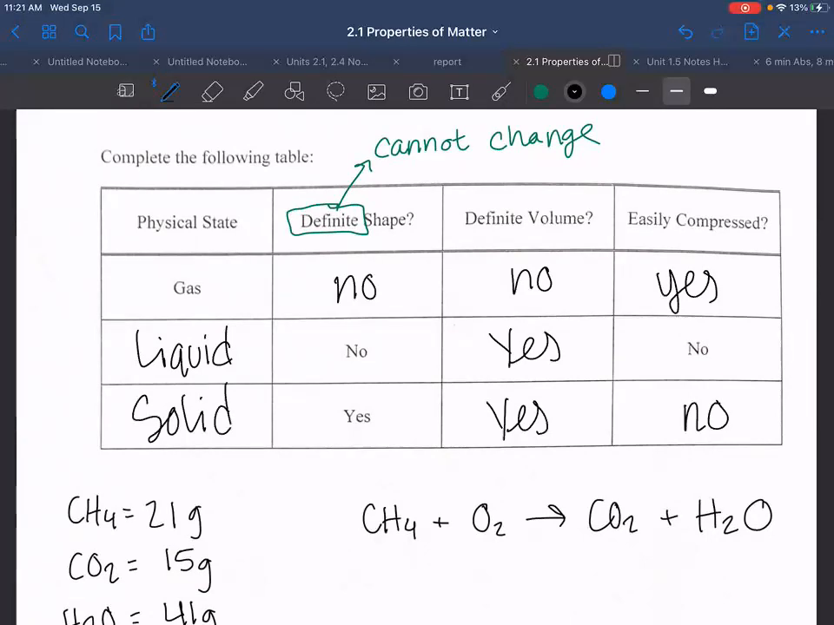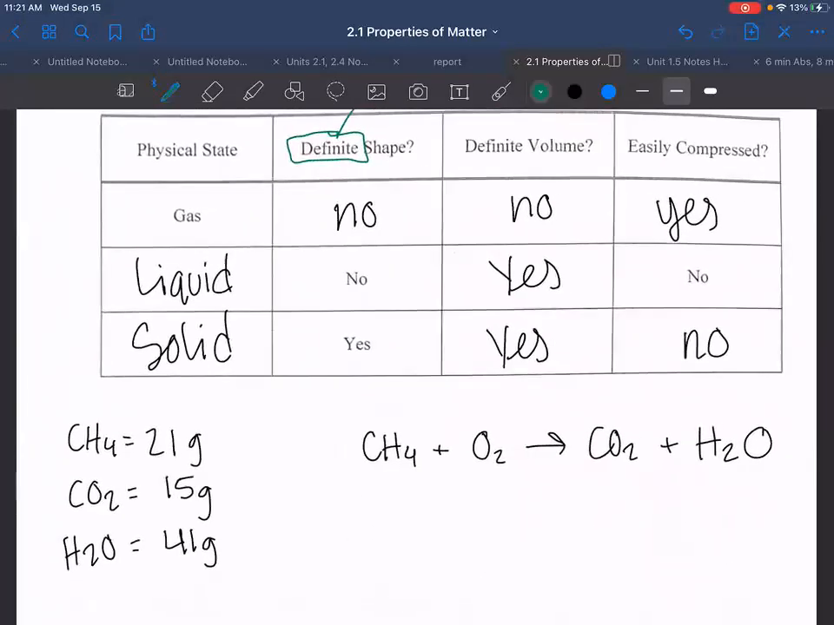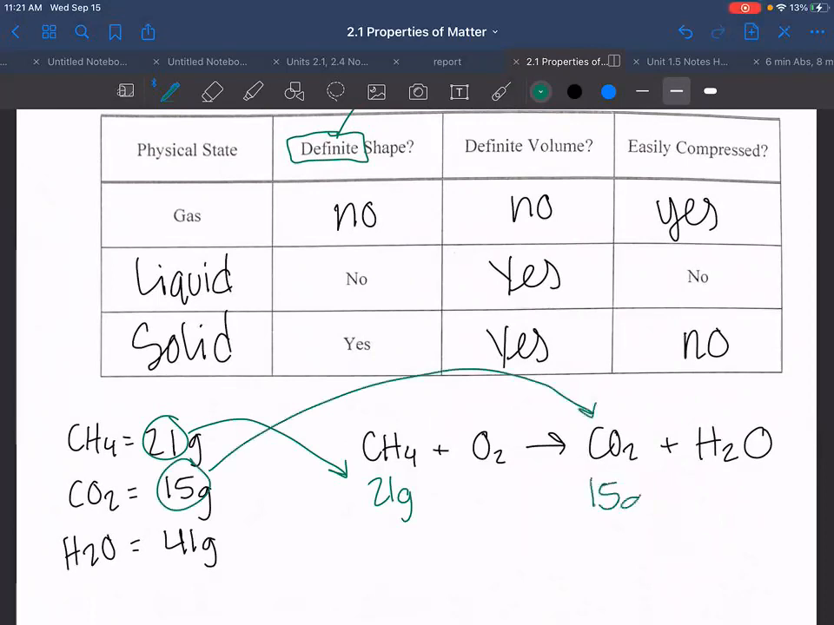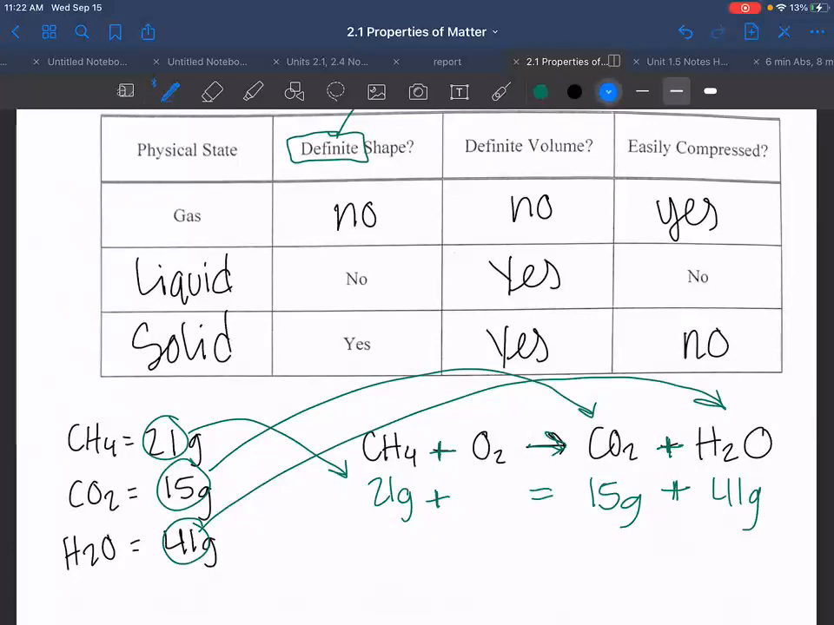What do we get for our answer for the bottom problem? Yeah, love to hear. So you should have got 35. I'll walk through it real quick. CH4 21 grams. I will place that underneath it. CO2 is 15. That goes here. H2O 41 goes here. Everywhere I see a plus, I put a plus. Everywhere I see the reaction arrow, I put an equal sign. And so that means our unknown is O2. And the question will say, how much oxygen did we use?